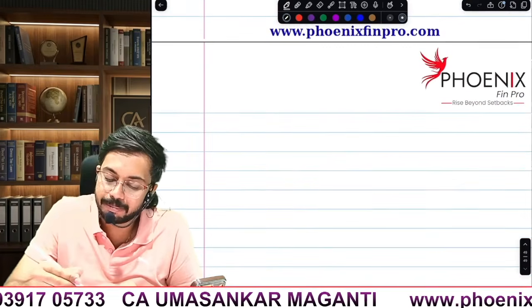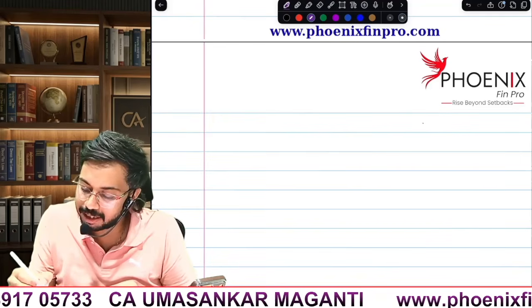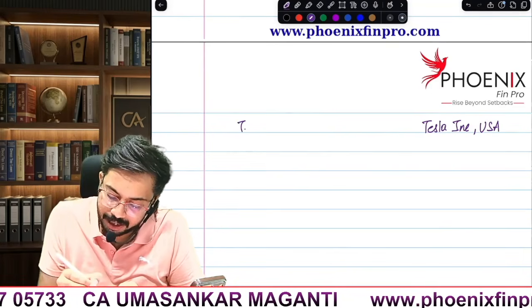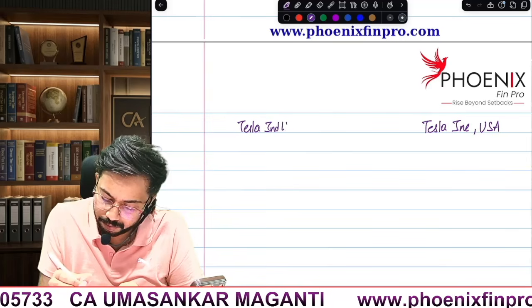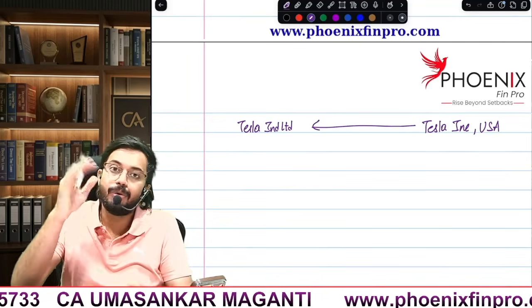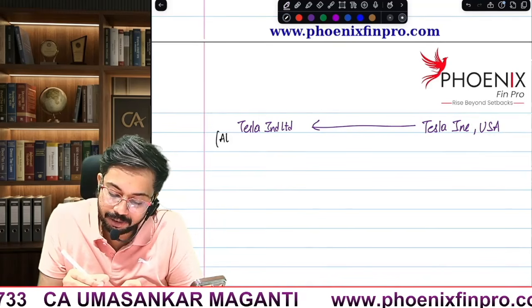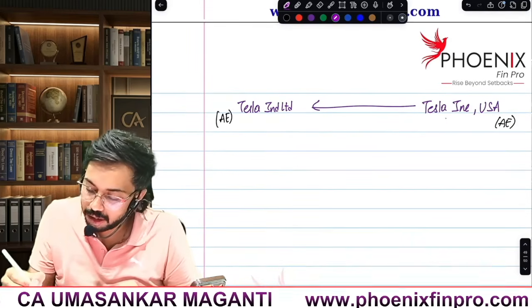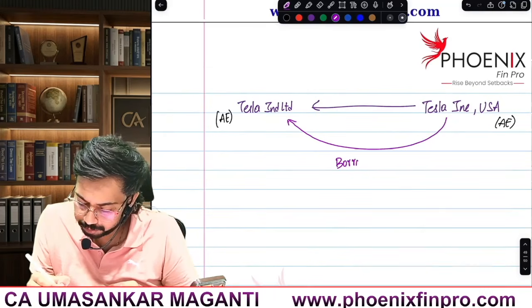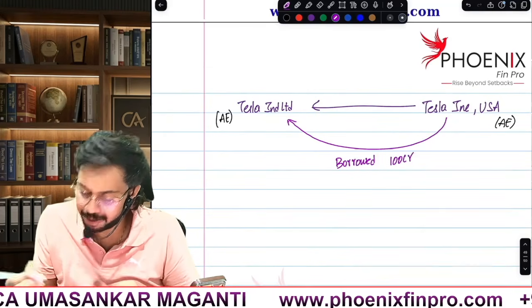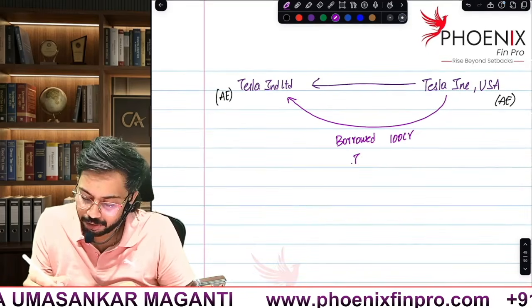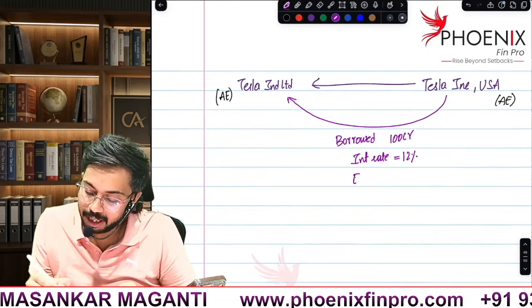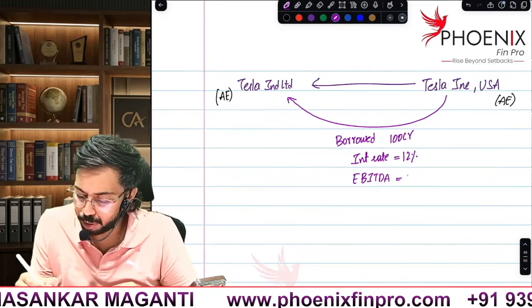Now I will take one more example. I will discuss another case with you. Let's say there is Tesla Inc. based in USA. Let's say there is Tesla India Limited. Of course, Tesla India Limited is a wholly owned subsidiary of Tesla Inc. In that case, both are treated as associated enterprises, correct? Now, what happened? The Indian company borrowed 100 crores from the associated enterprise. Interest rate is 12%. Next, EBITDA is 30 crores.